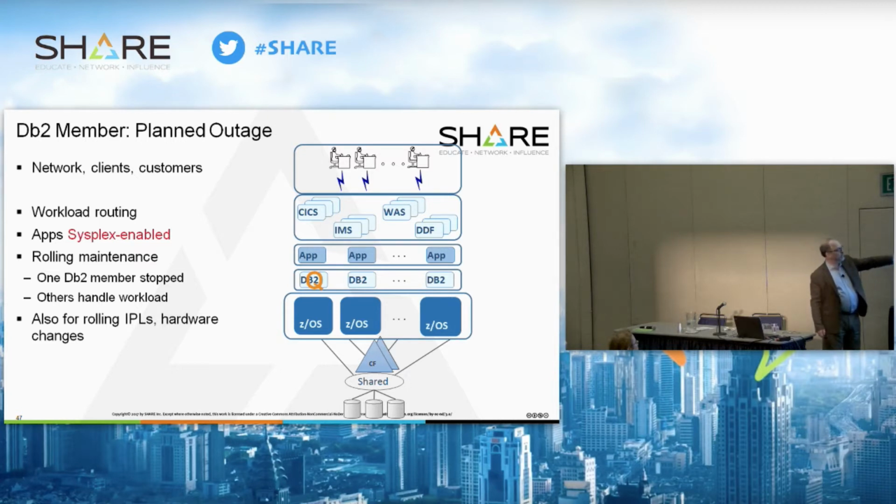So I can do this for a single DB2, and I can do the same approach if I'm doing rolling IPLs or hardware changes, right? I'm not going to do my hardware changes in the middle of the online day, but during a relatively quiet time, I move all my work over here to this hardware, I roll this one out, roll another one in, plug everything in, and then spread it back out again so we get back to our normal picture.